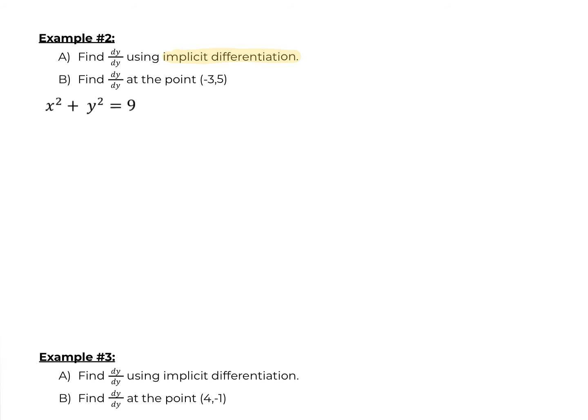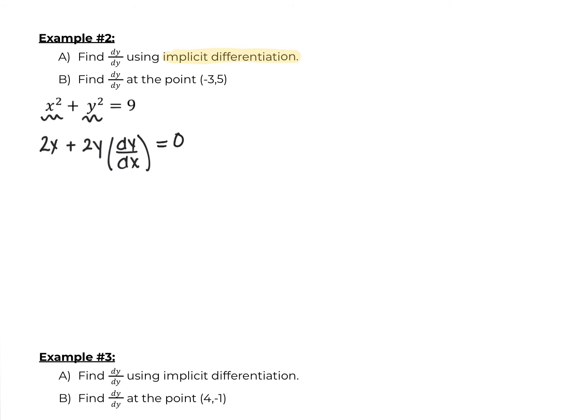So what we're going to do is, just like we did in the first example, we're going to take the derivative of each piece. So the derivative of x squared is 2x. And the derivative of y squared is 2y. But since we took the derivative with respect to y, we have to write times dy over dx. And then we keep going. What's the derivative of 9, which is a constant?